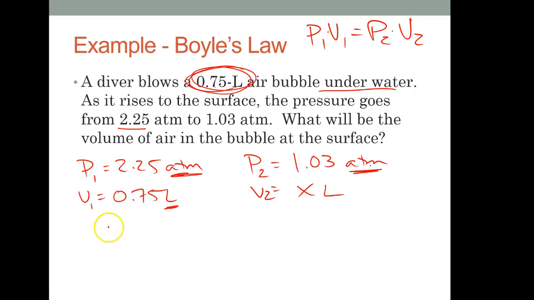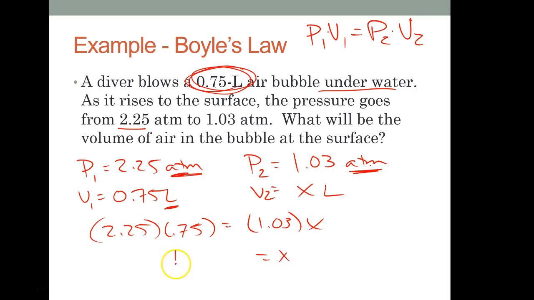So setting it into the equation, you have 2.25 times 0.75 equals 1.03 times x. All you have to do is multiply those two numbers on the left and then divide by the coefficient of x. And you get 1.64 liters. Now I want you guys to think about this for a minute.